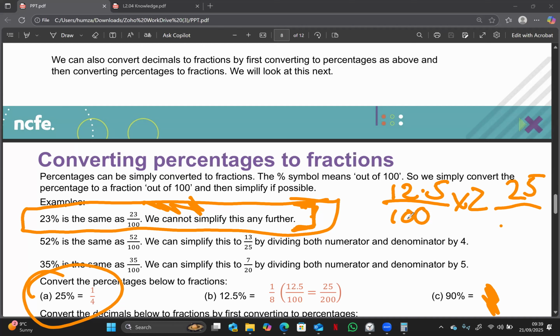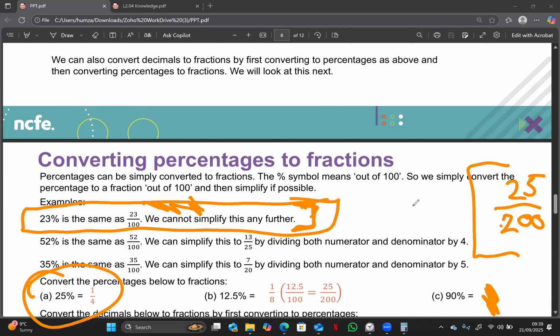For the bottom. For 100 times 2. We have to do the whole fraction. 200. Exactly. Now, how do we simplify that? Can a number go into both 25 and 200? Can you divide these two by one number to get a whole number to simplify it? What can you divide it by? The biggest number you can divide it by.